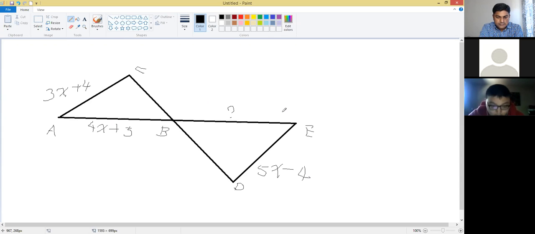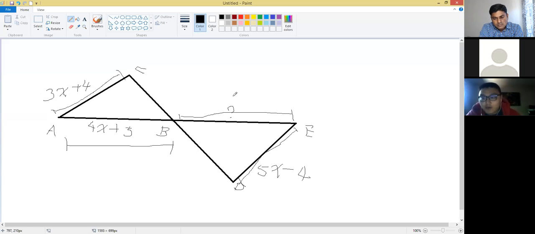So can you put an equation? Is that what you mean? How should we put the equation? So 3x plus 4, 4x plus 5, and plus 5x minus 4 equals 180. Nope. It's not about the angle. It's the side. The side AC is 3x plus 4, and DE is 5x minus 4, and AB is 4x plus 5. So we try to looking for this BE. There's no 180 because we are not talking about the angle right now. We're talking about the side, the long.